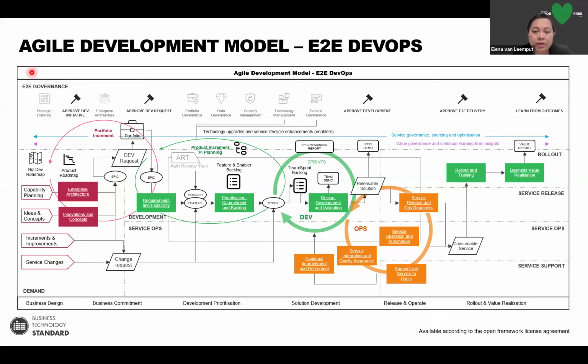Then we have the traditional BTS elements, which are the 4 types of demands. The capability planning, ideas and concept, increments and improvements, service changes. These are the 4 different types of demands that are essentially different in nature, depending on what they are. They are processed differently in the Agile framework. So they either go directly to PI planning or into the team backlog.